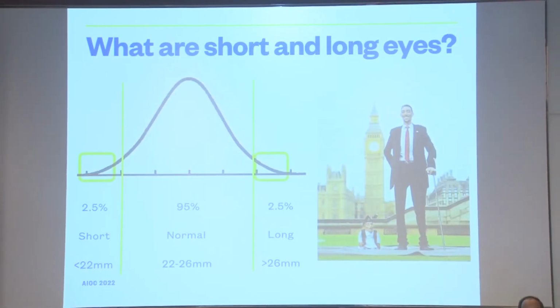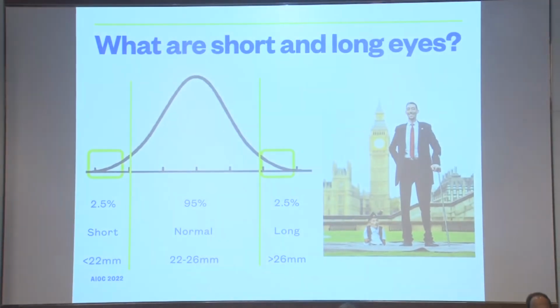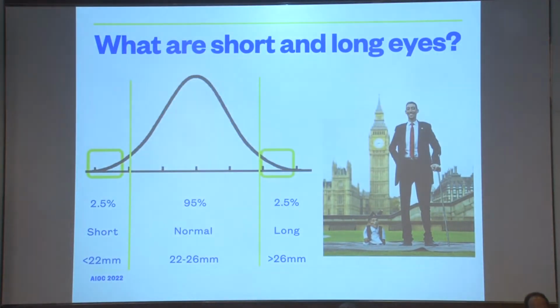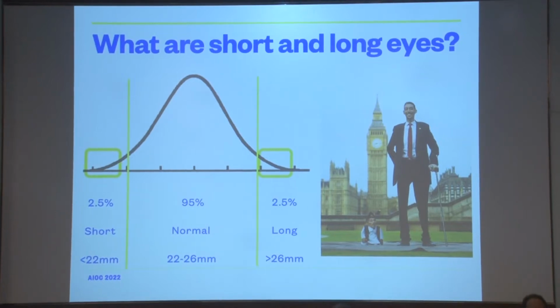Well, we all know the bell curve, and 95% of us, the so-called normal, will fall into the normal category, and on either end are the 2.5% and 2.5% of the extremes. So this is where the short and long eyes come into play. Normally we say that less than 22 millimeters of axial length is considered short, and various studies have said that more than 25, 25.5 or 26 is considered long eyes.